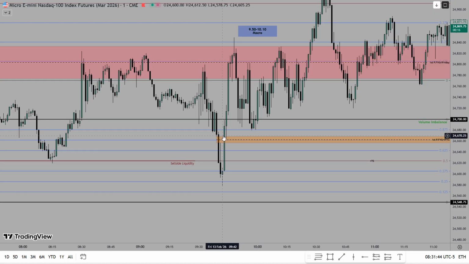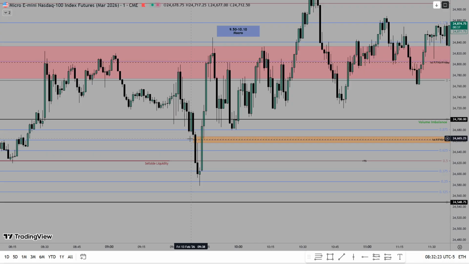This was the first printed fair value gap of Friday. Price traded lower to the sell side, traded higher, and closed above this, and it becomes this first presented fair value gap. This first presented fair value gap became an inversion fair value gap for long, and this is the immediate rebalance. Price opened at 9:44, traded lower, respected this, and started moving higher towards this buy side liquidity.